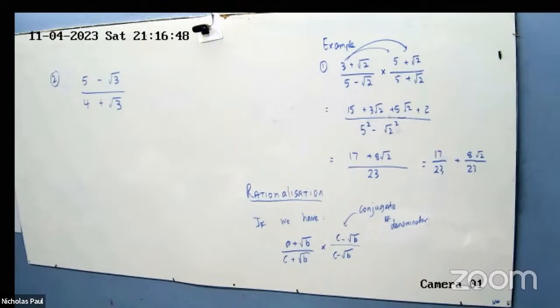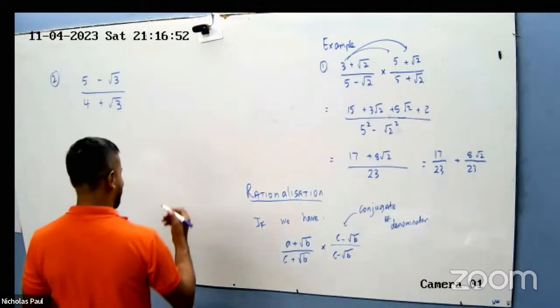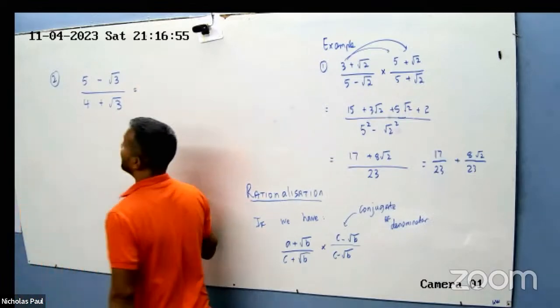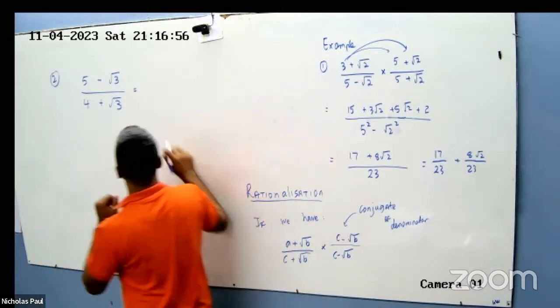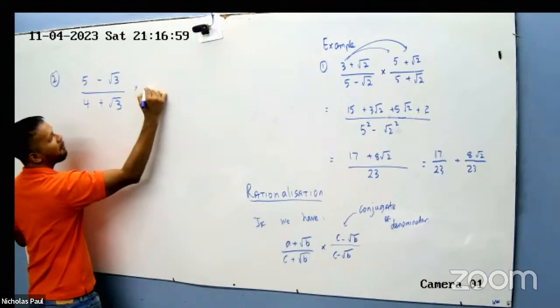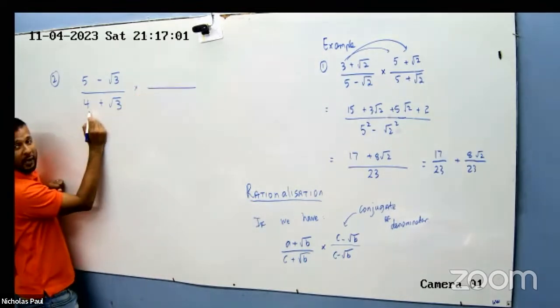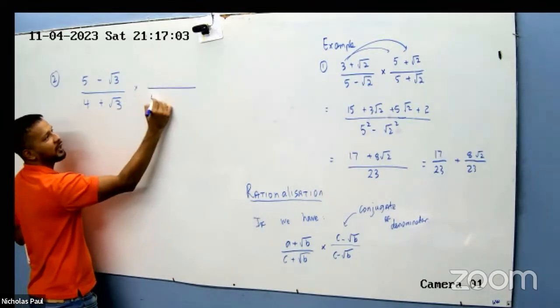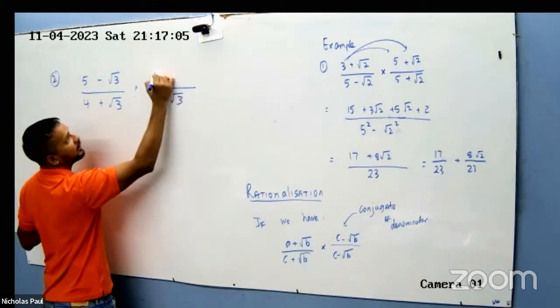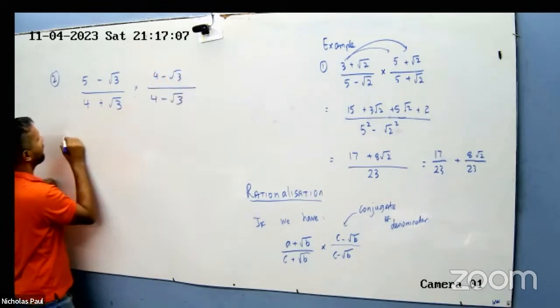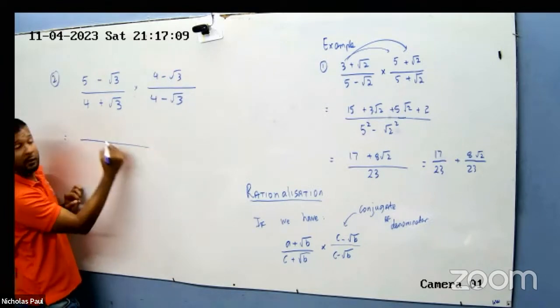All right, somebody go on to the next one. All right, so let's check and see what we got. We're multiplying by the conjugate of the denominator. So that'll be 4 minus root 3. Take your time, do it step by step.